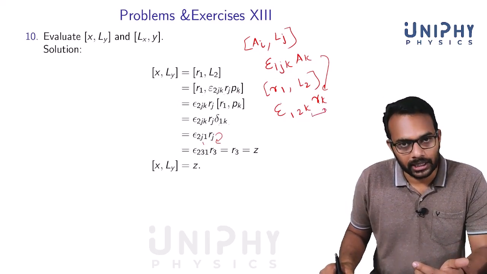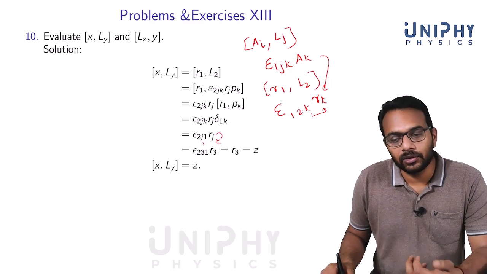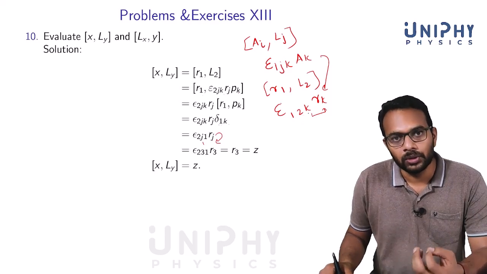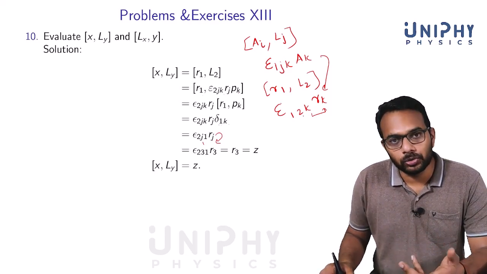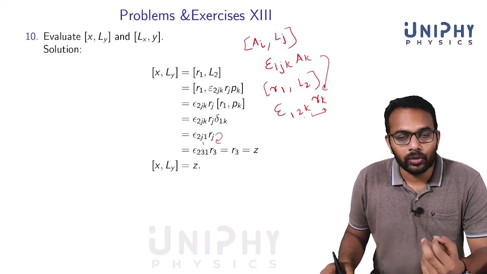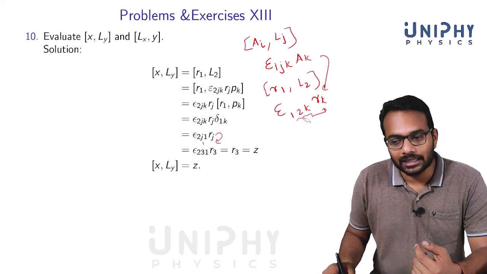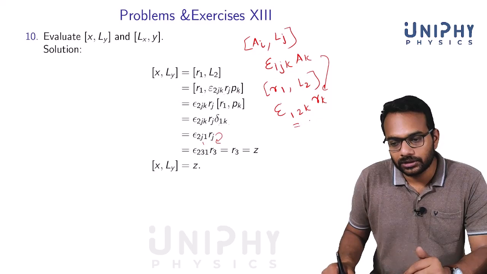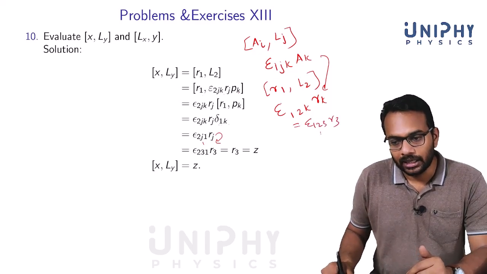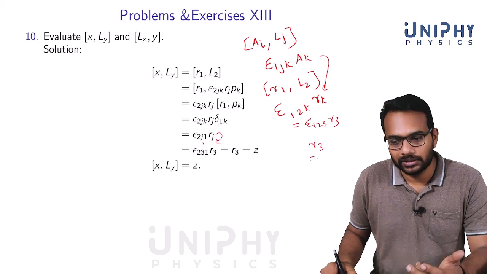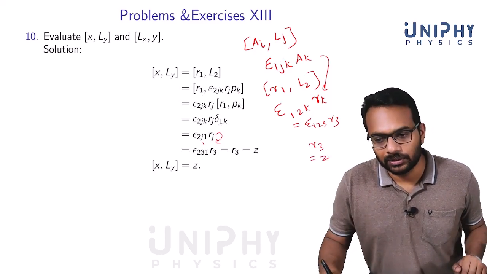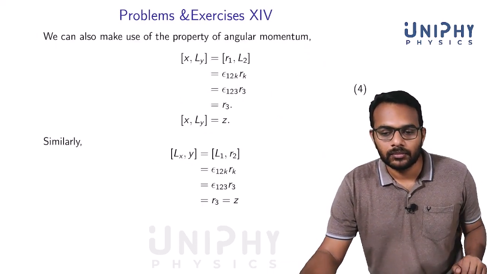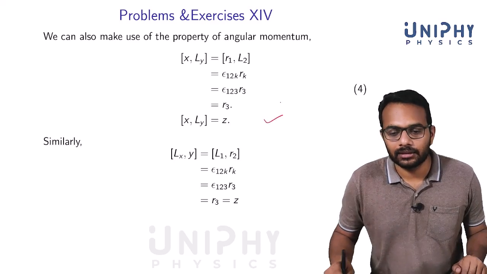There's a summation over k, but the only non-zero value comes for k equal to 3. If k equals 1, epsilon 1 2 1 has two repeating indices, so it's 0. If k equals 2, epsilon 1 2 2 again has a repetition of index, so it's 0. The only non-zero value comes when all the indices of the Levi-Civita symbol are different. So the only non-zero term is epsilon 1 2 3 r3. Epsilon 1 2 3 is 1, so this is simply r3, which is equal to z. So you could use this formula directly and obtain the answer. That's exactly what we have done here.